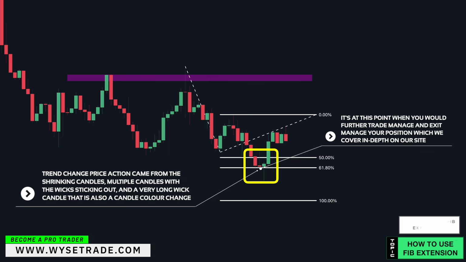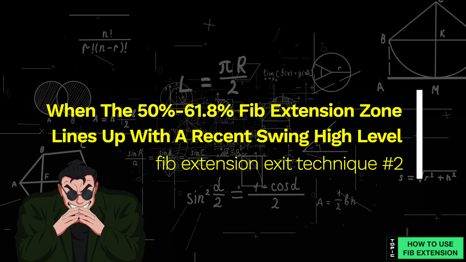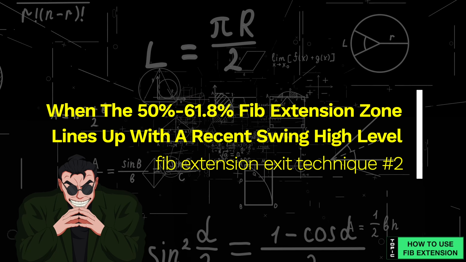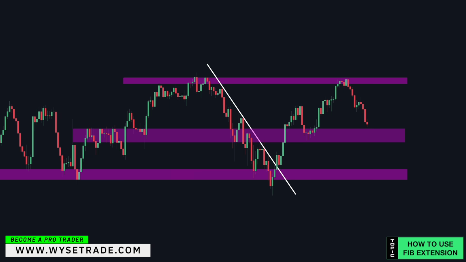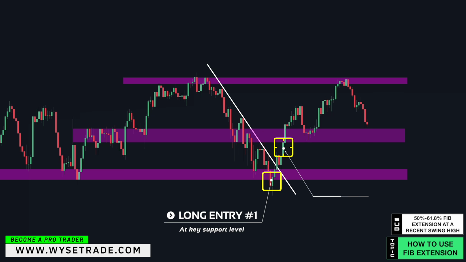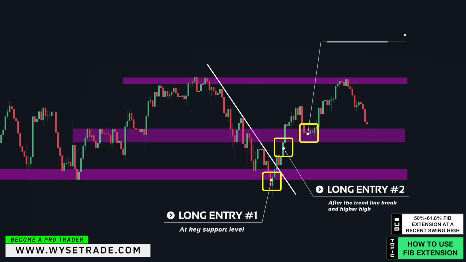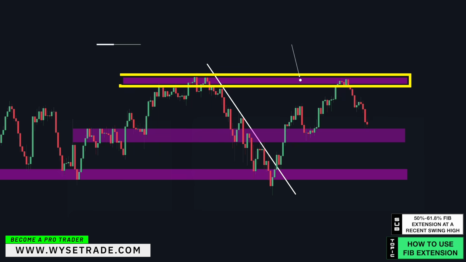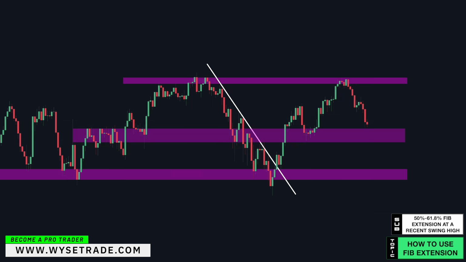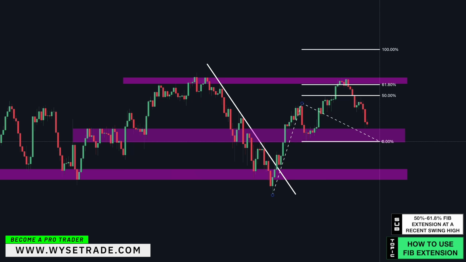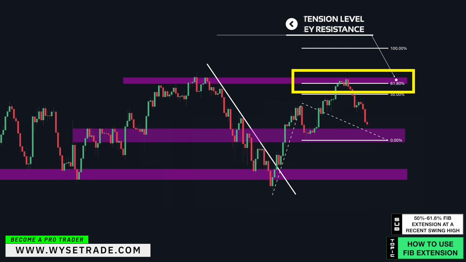So let's take this up a notch. When the 50% to 61.8% Fibonacci extension zone lines up with a recent swing high. So you went long at this key support level here, or through the breakout here, or through the continuation entry here, and you start to look for exit points. You eye this key resistance level here for an exit point, as it is a swing high. When you apply your fib extension tool, the 61.8% fib extension level also lines up perfectly.